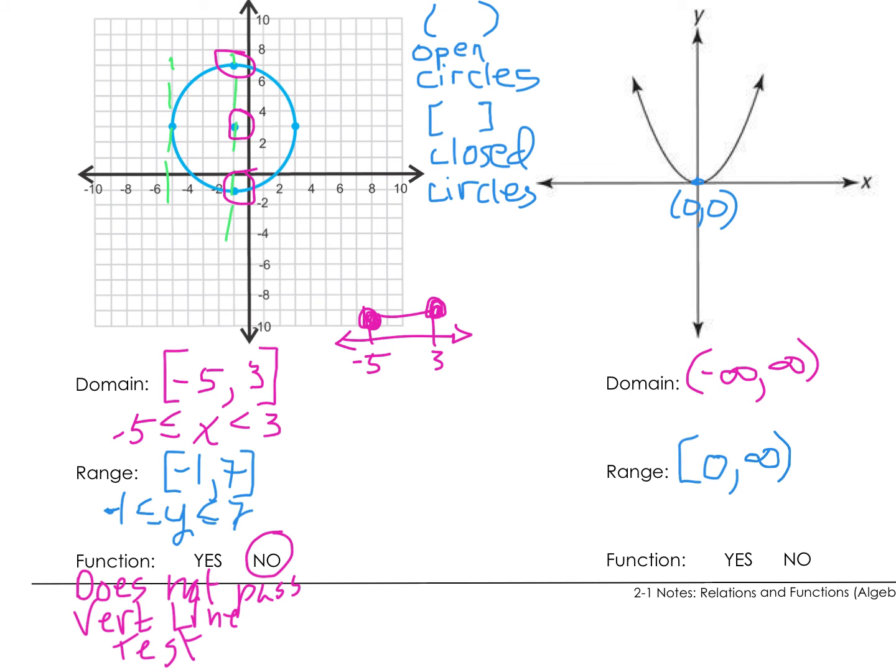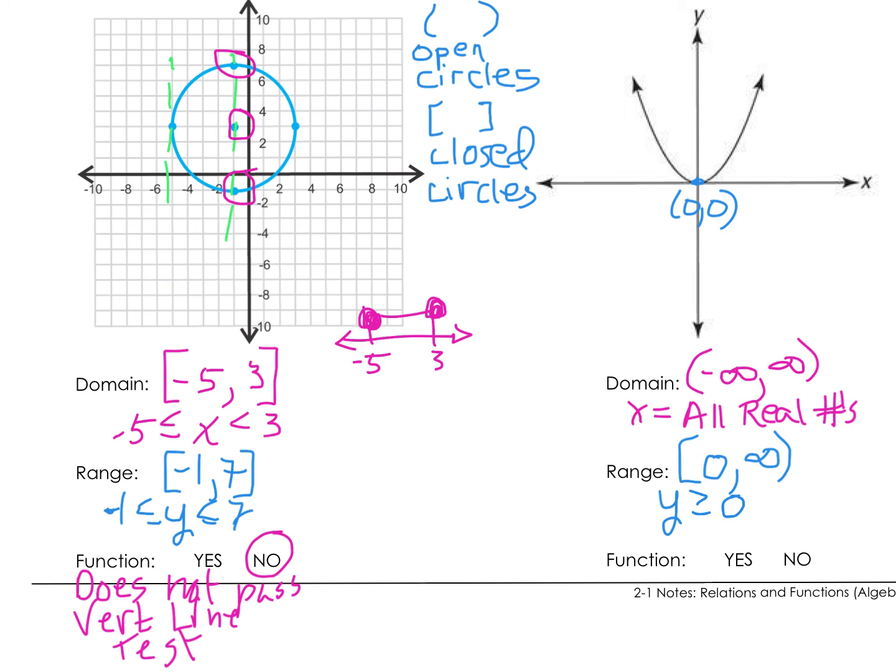Now remember, this domain here means that x is equal to all real numbers. And this range means that y, now if you think about it, I'm going to have a closed circle at 0. Think of the number line. Closed circle at 0, and I'm going to go to the right to infinity. So that would be a closed circle at 0 and an arrow to the right forever. So that means that y is greater than or equal to 0.